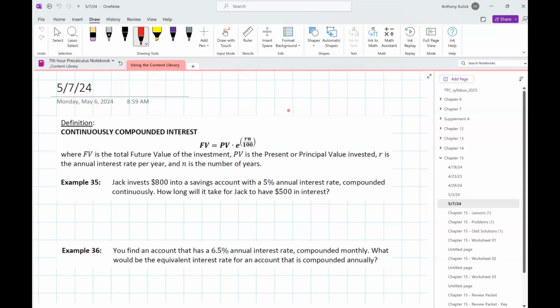All right, let's do some examples. Is the Rn like an exponent? Yes, that is an exponent. Rn over 100. That is the exponent for e.